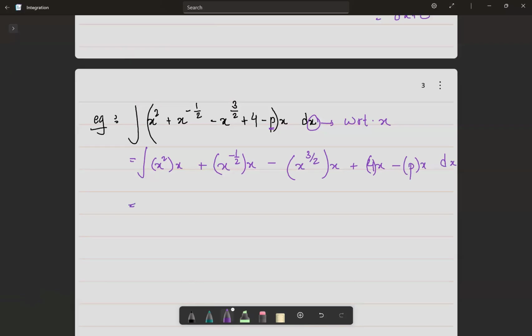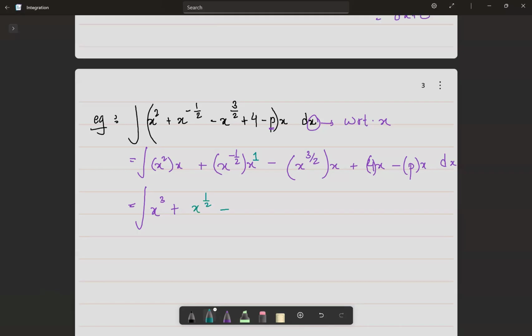So x squared into x will give us x cube, plus we have x to the power of minus half into x. Now x to the power of minus half into x means what? x to the power of minus half into x to the power of 1. And we know from the rule of indices that if you multiply two terms of the same kind, the powers get added up. So minus half plus 1 gives you x to the power of half.